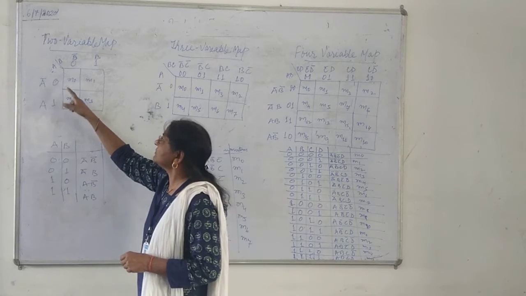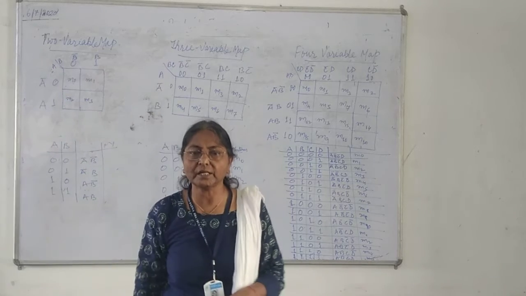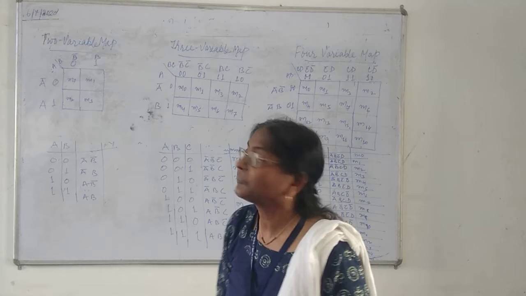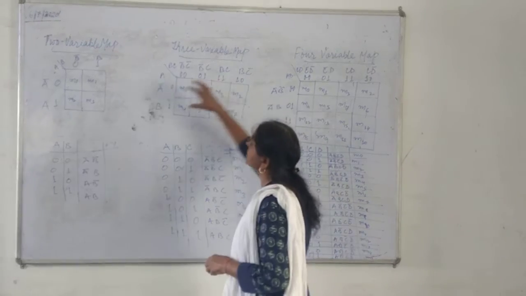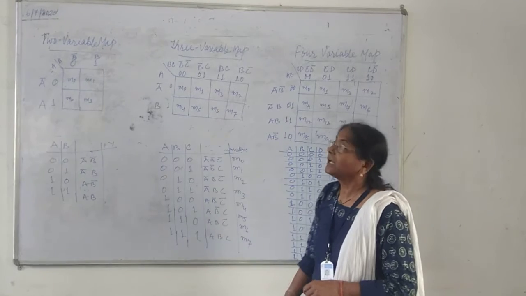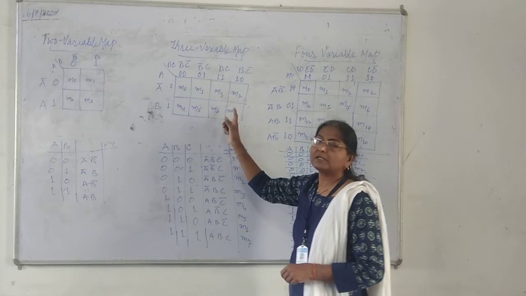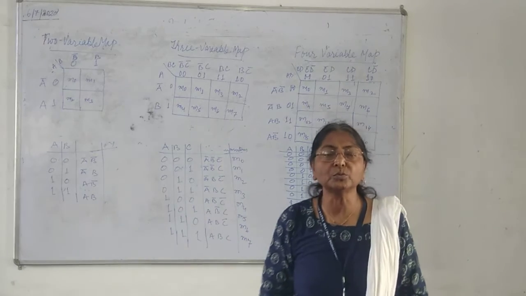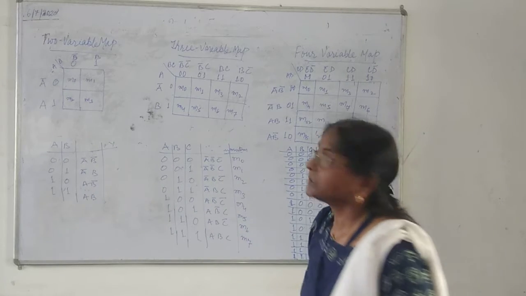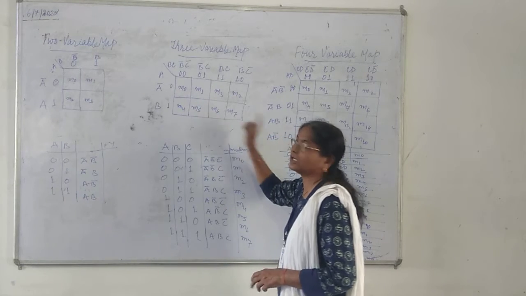One variable I have taken on the vertical line and another variable on the horizontal line. The variables are A and B. This is a 2 variable K-map and this one is a 3 variable K-map. In a 3 variable K-map, the total number of binary patterns we can make is 2 to the power 3 is equal to 8. That's why there are 8 cells: 1, 2, 3, 4, 5, 6, 7, 8 cells.